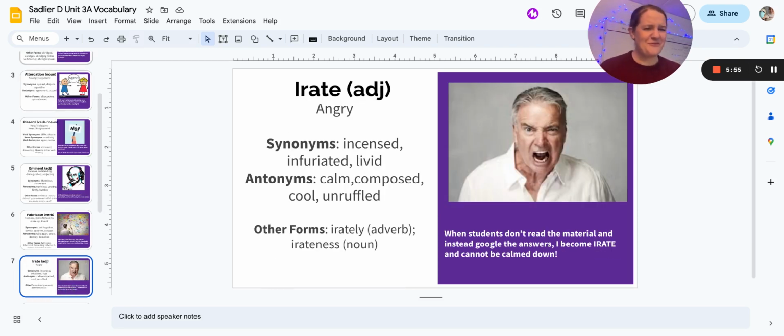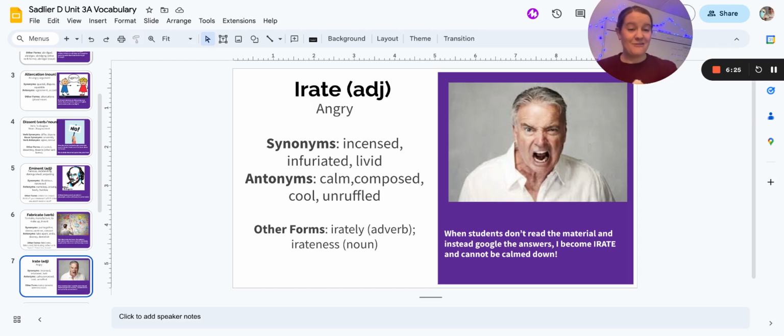Next word I think you might be familiar with is irate. It's an adjective and it's just a really great synonym for angry. But if we're thinking about diction and connotation, irate is a little bit higher up than angry. It's very, very angry. Your synonyms are incensed, infuriated, and livid. Your antonyms: calm, composed, cool, and unruffled. Your other forms: irately, ly ending for the adverb form. Irateness, ness, is our noun form of the word.